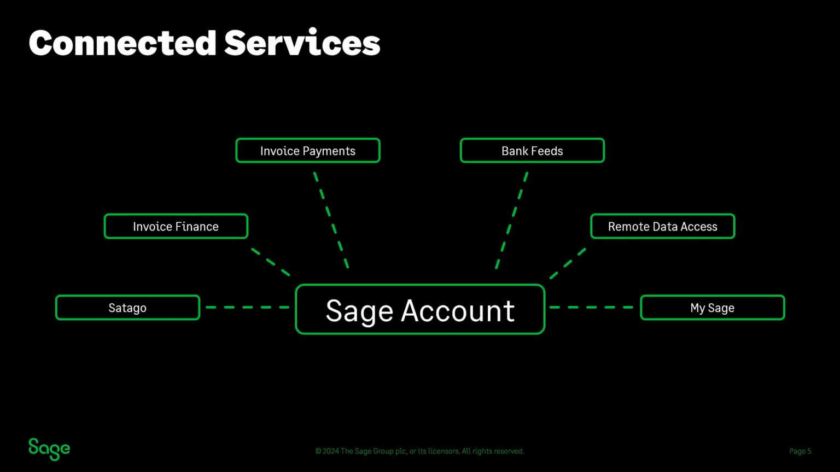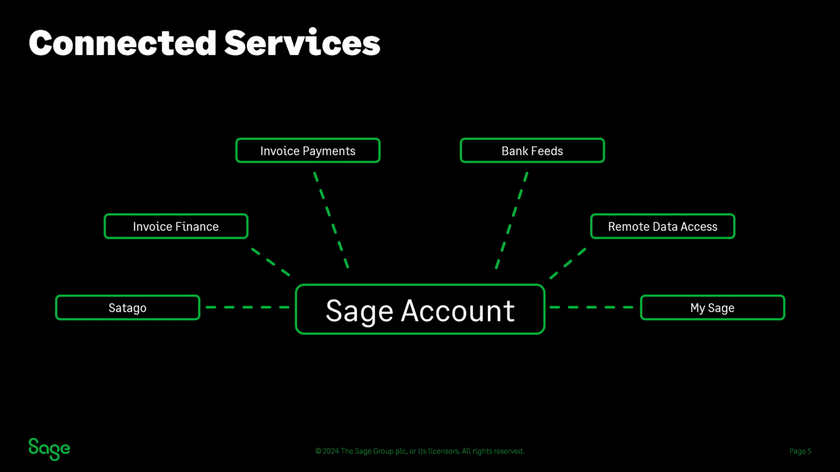And before we really delve in, I just want to cover a little bit to do with the Sage account and the connected services that are available to you. To use any of these additional apps and add-ons for your software, it requires a Sage account, and it needs to be linked to the company. So you might have the option to use Satago, invoice finance, invoice payments, bank feeds. Some of you may have attended our bank feed session already. Remote data access. And lastly, it gives you access to My Sage, which is where you access your invoices from us for your Sage products.